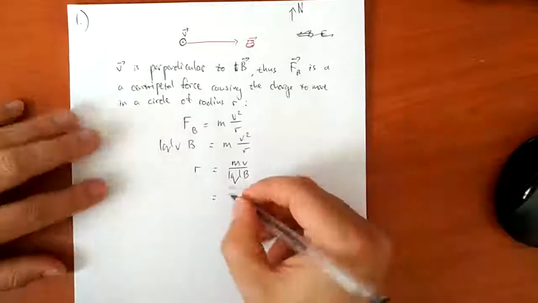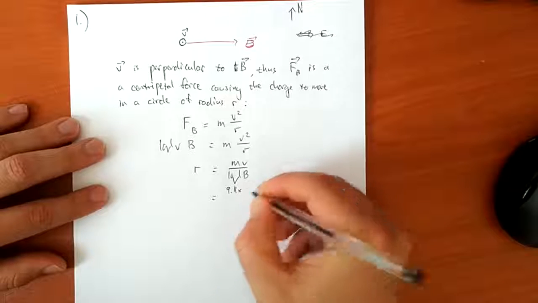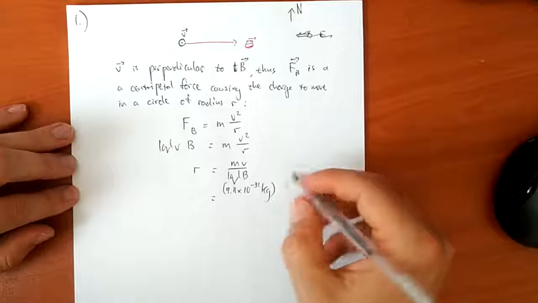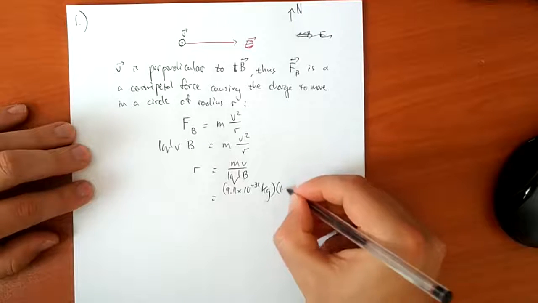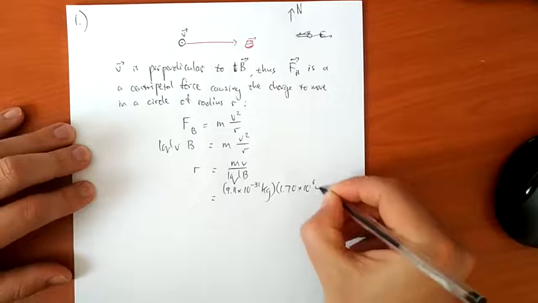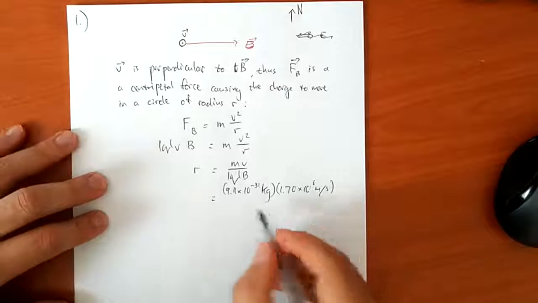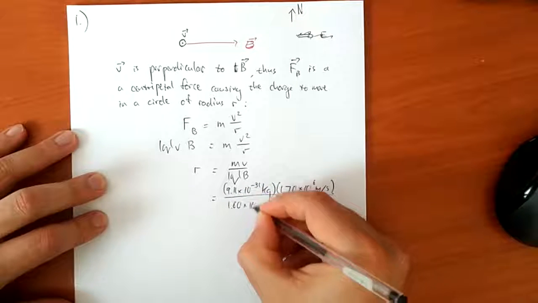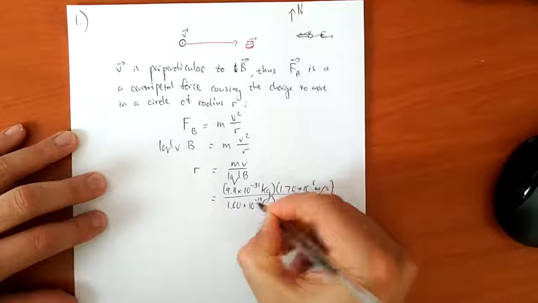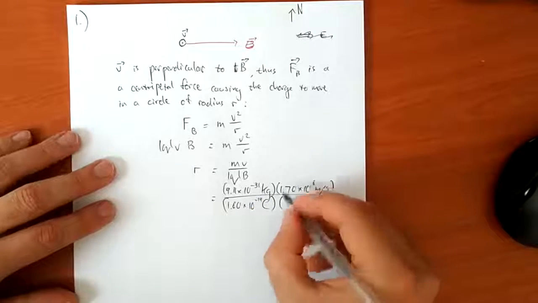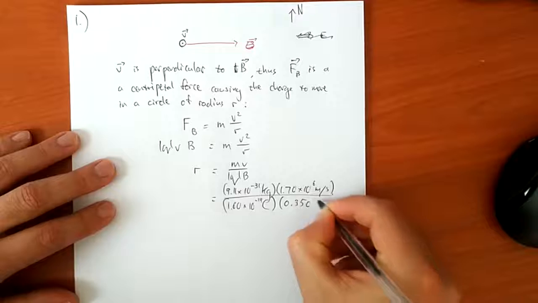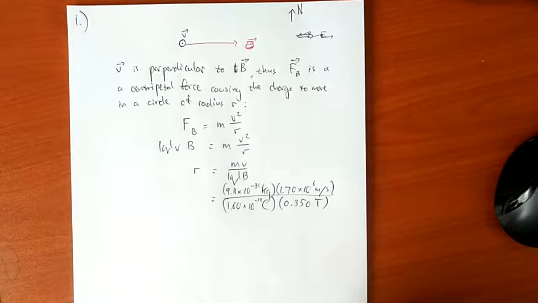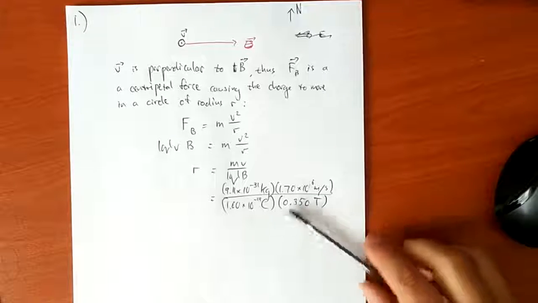Okay, mass for an electron is 9.11 times 10 to the minus 31 kilograms, times the velocity, which is 1.70 times 10 to the 6 meters per second. So we're working with 3 significant figures here, it appears. The charge to 3 significant figures is 1.60 times 10 to the minus 19 coulombs, and the magnetic field strength is 0.350 tesla. Alright, if I had my calculator, I could calculate that. One second.